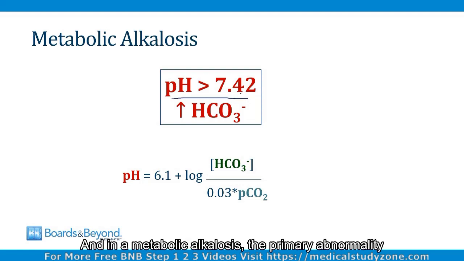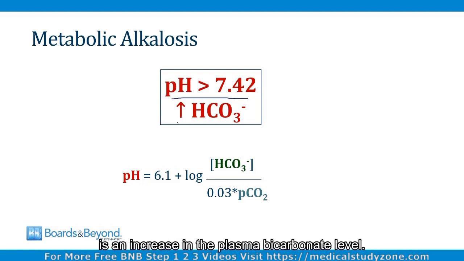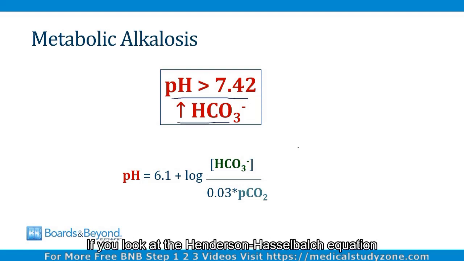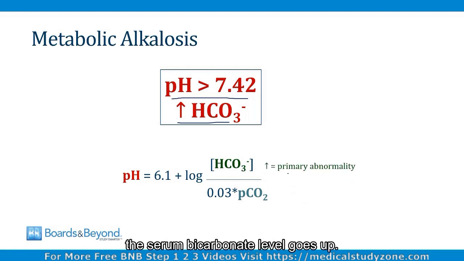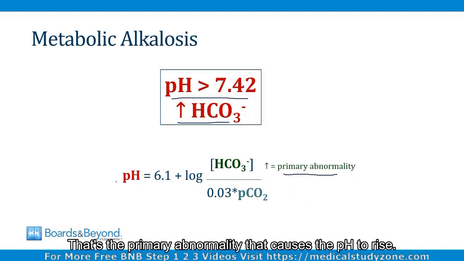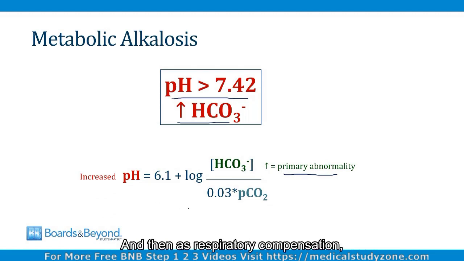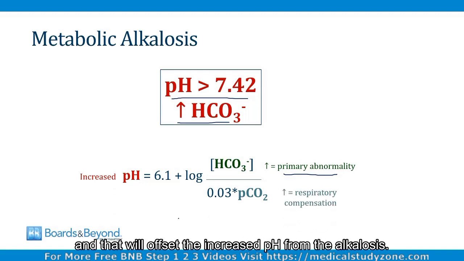And in a metabolic alkalosis, the primary abnormality is an increase in the plasma bicarbonate level. If you look at the Henderson-Hasselbalch equation at the bottom of the screen here, in a metabolic alkalosis, the serum bicarbonate level goes up. That's the primary abnormality. That causes the pH to rise. And then as respiratory compensation, there will be hypoventilation, which will cause the PCO2 to rise as well. And that will offset the increased pH from the alkalosis.